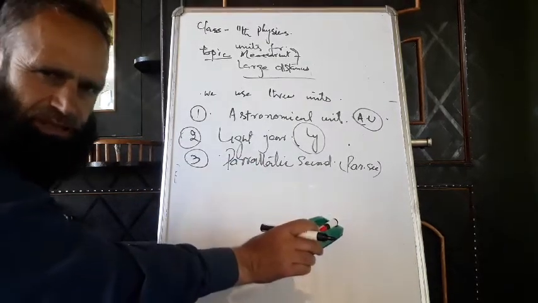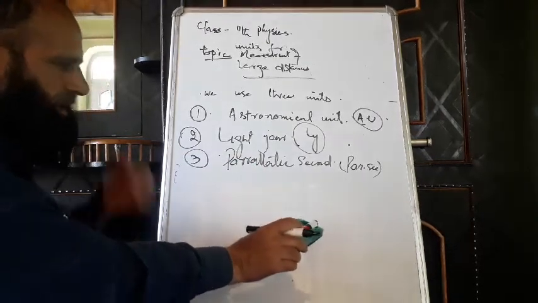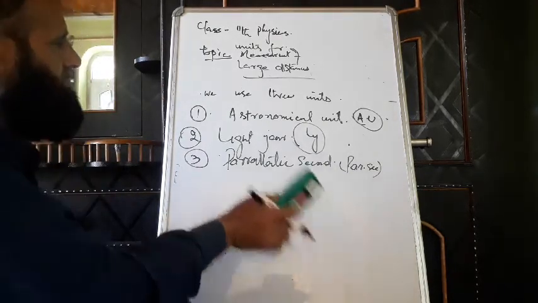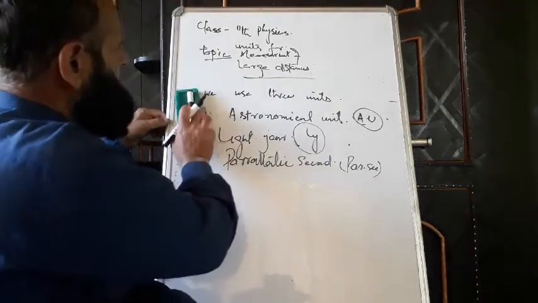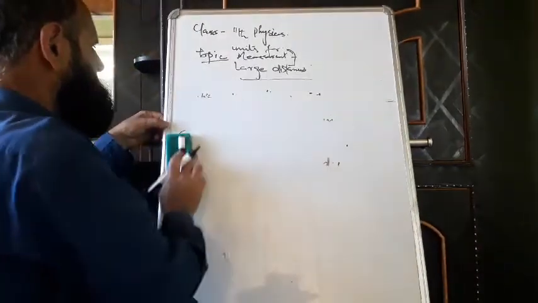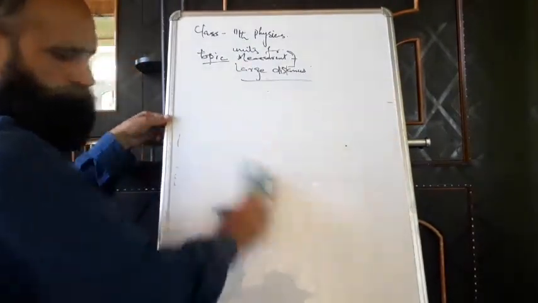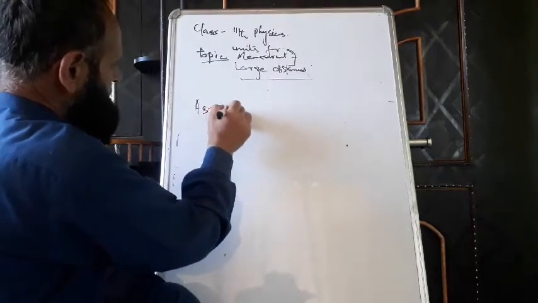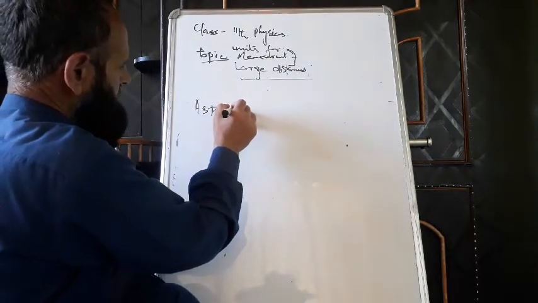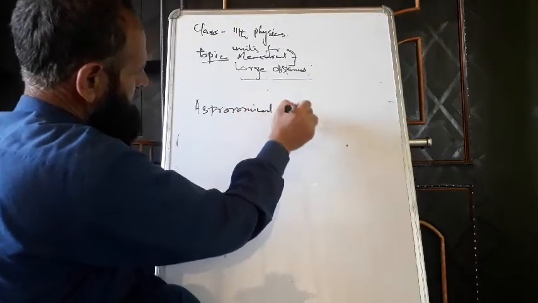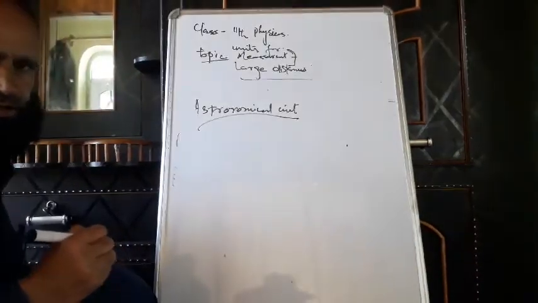The distances between heavenly bodies, the dimensions of galaxies, the diameter of a galaxy, are measurements of very, very large distances. Let us discuss these three units in detail. The first unit is the astronomical unit. What is an astronomical unit?